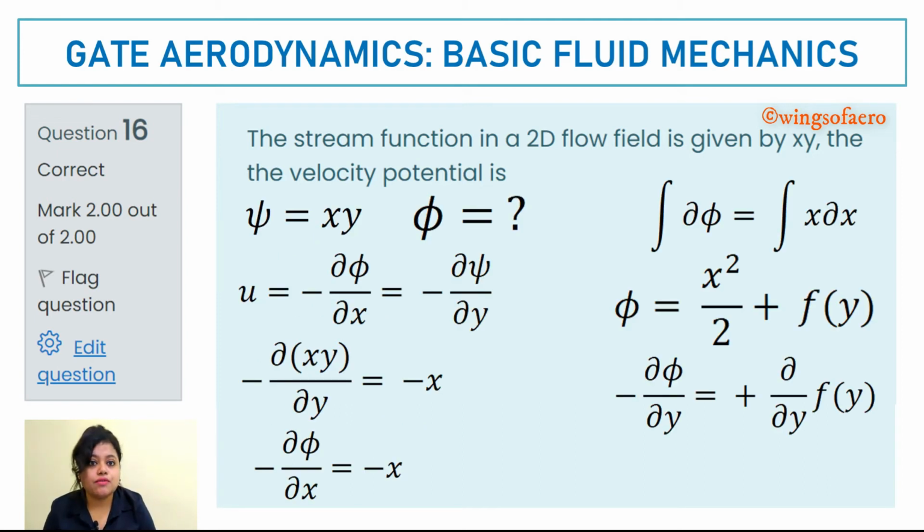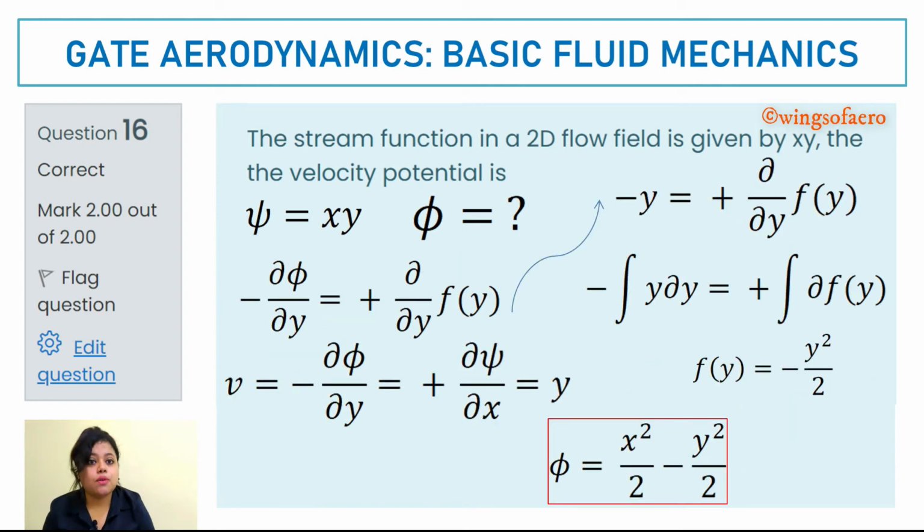Now when they have given the stream function, you recall again the formula of u and v. When we represent the stream function, psi equals xy, it can be written in two ways, that is, u equals minus ∂psi by ∂y equals minus ∂phi by ∂x. I can write it this way. Next I can write v equals plus ∂psi by ∂x equals minus ∂phi, phi means velocity potential, divided by ∂y.